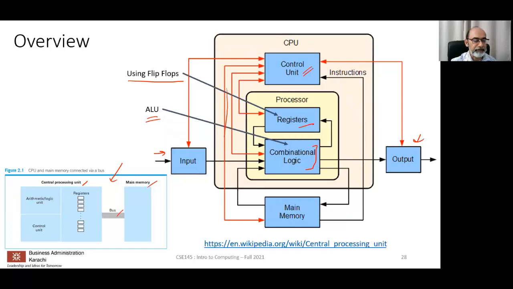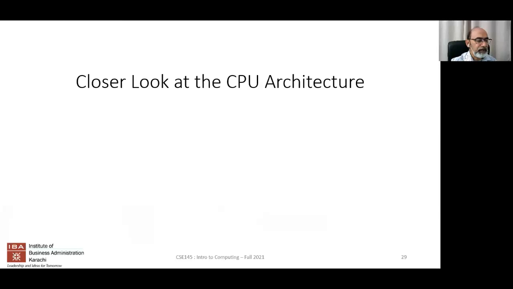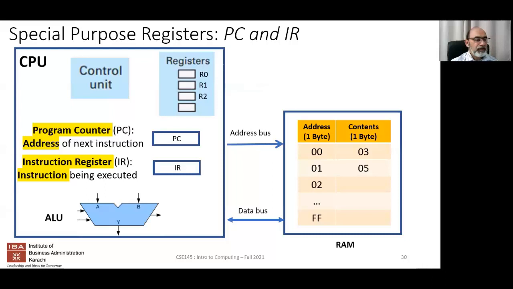Okay, so if we've understood this, now let's take a closer look at the CPU architecture. Okay, so now we're going to take a close look at the CPU architecture, and I'm going to introduce something which one of you had actually mentioned in passing. There are two special purpose registers, which are referred to as the program counter, the PC, okay, and the instruction register, the IR. Okay, so you can think of these as registers. So in addition to your, let's say, 16 registers over here, your computer would actually have further registers, and these would be two examples of additional registers.